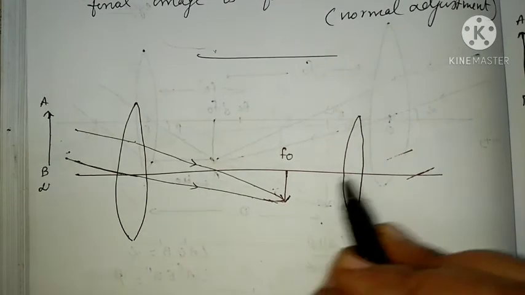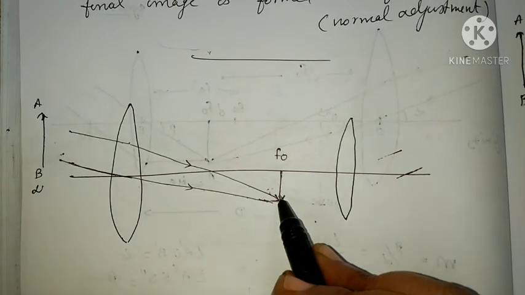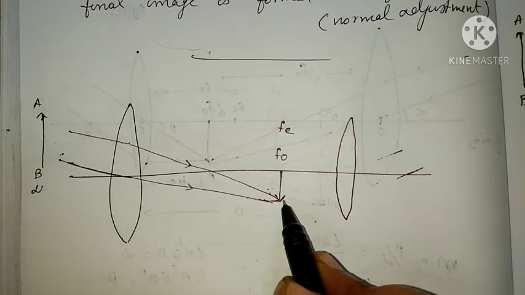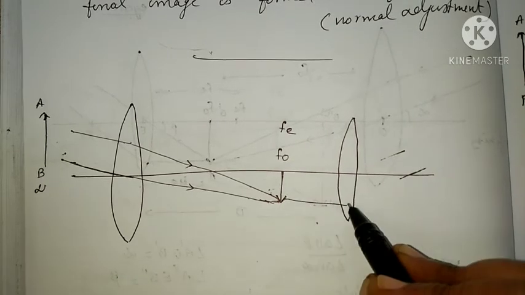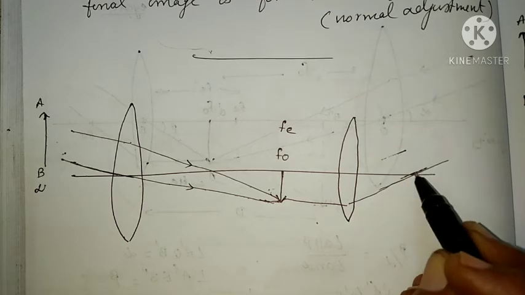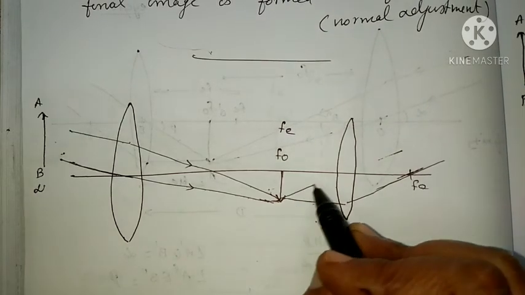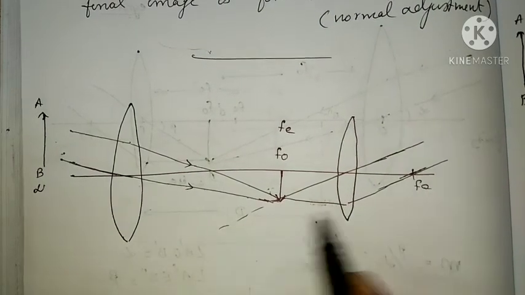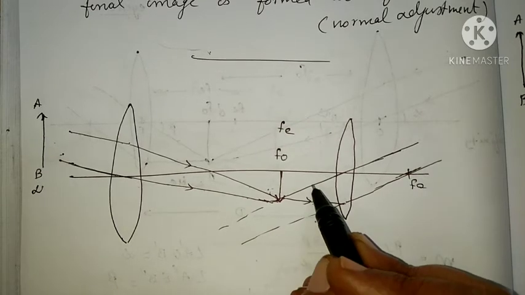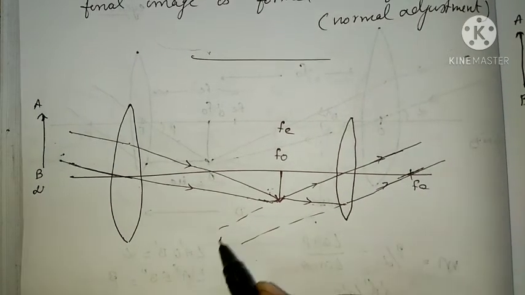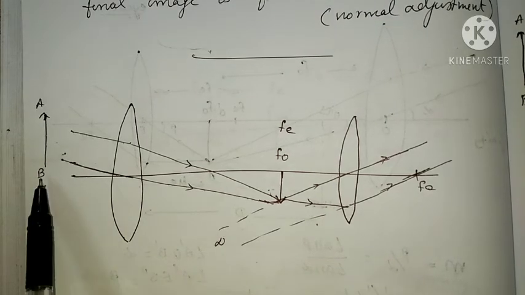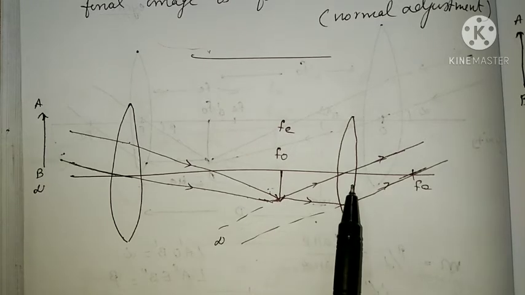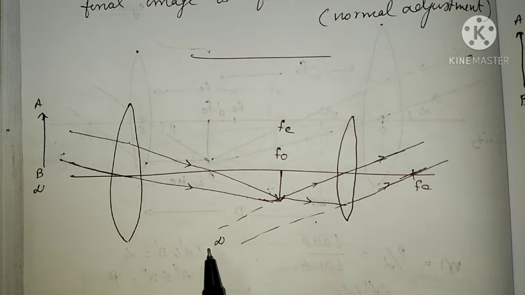This image acts as an object for the eyepiece. So this image also falls on the focus of the eyepiece. Then only we get the final image at infinity. Here also, after refraction, that is the focus of the eyepiece, and another ray passes through the optic center of the eyepiece. Then the final image is formed at infinity. So here the object is at infinity, the image is formed at the focus of the objective, this image acts as an object for the eyepiece, and the final image is formed at infinity.